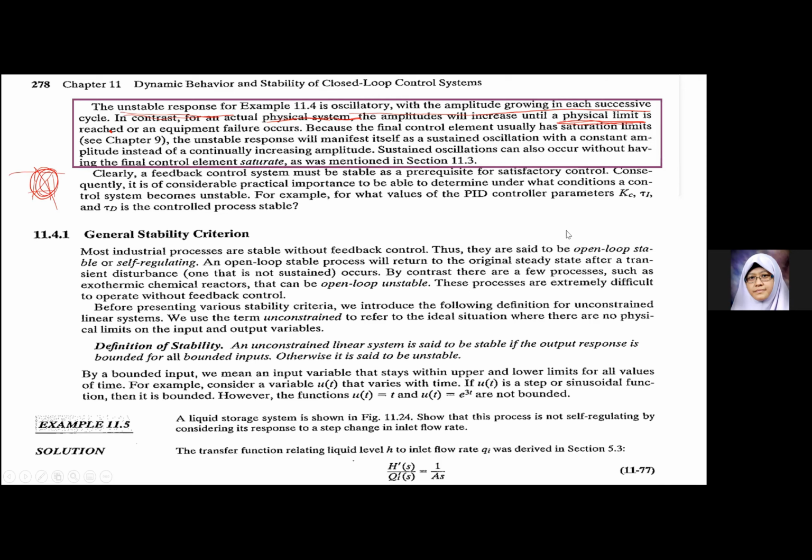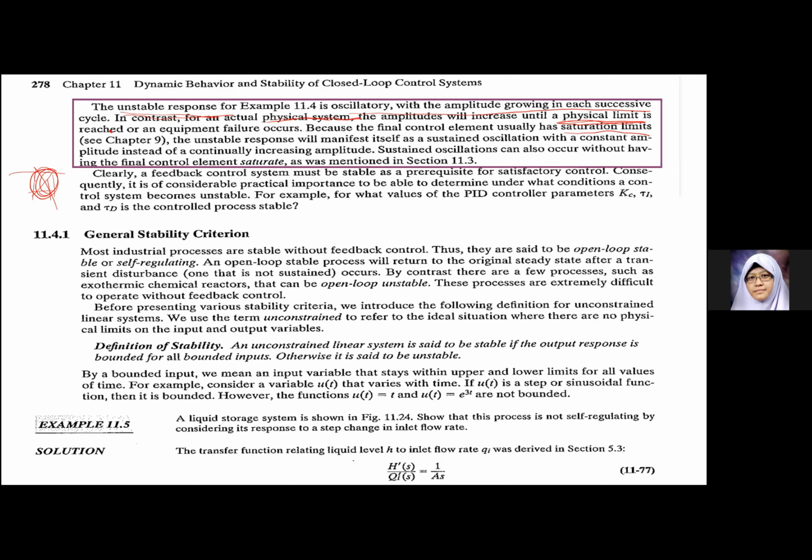So the final control element always has a saturation limit. Saturation limit means that it has reached the maximum and cannot go beyond that anymore. Anything above that will not be able to take action anymore, and we say that it is already saturated.